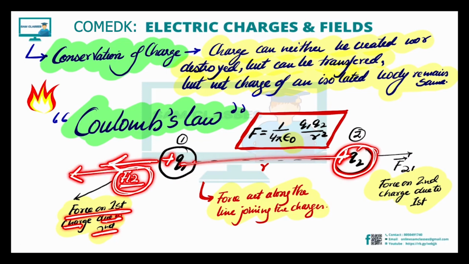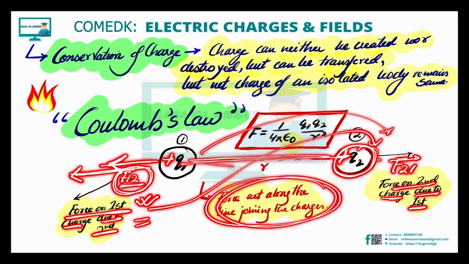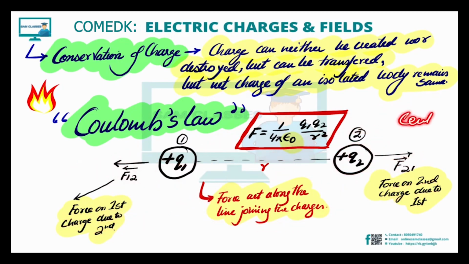Since it's a vector quantity, direction is also there. So F21 means the force on the second charge due to the first one, because the first will also repel the second. Now, the second point to know is that force always acts along the line joining the two charges. That's why it is also known as a central force, or central in nature.